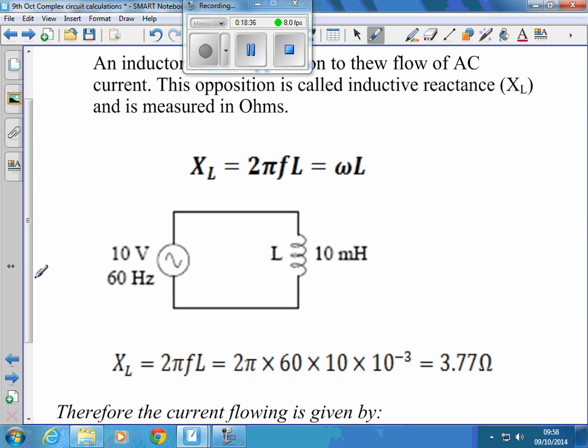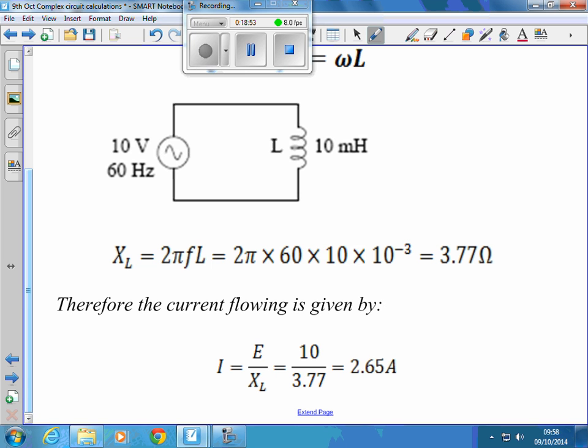If we look at a typical circuit, it's got 10 volts at 60 hertz and an inductor of 10 millihenries. You can find that XL is equal to 2 pi f L, which calculates to 3.77 ohms. Therefore the current flowing is given by, and this is just the magnitude of the current, we've not used any complex numbers here, 10 divided by 3.77, 2.65 amps.